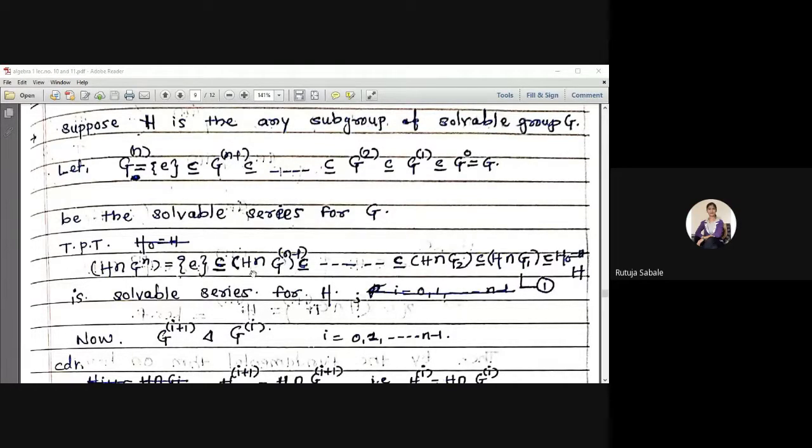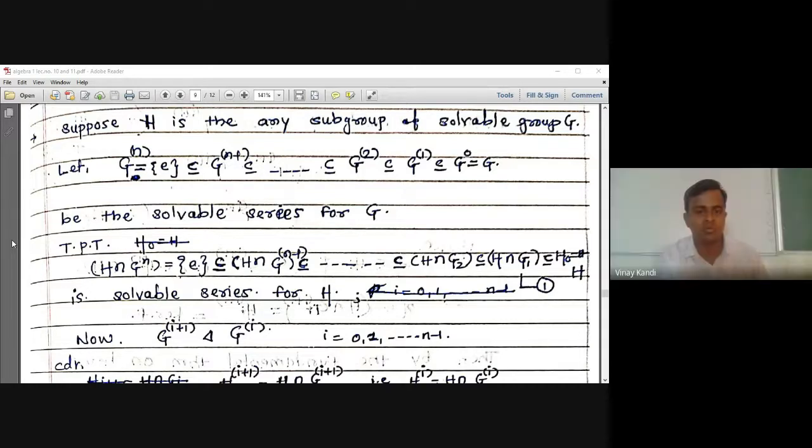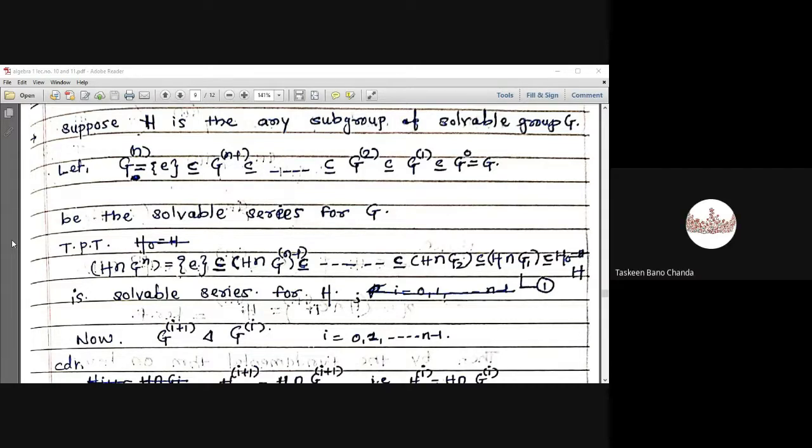Now this H intersection G raised to n minus 1, is it a subgroup of H? Intersection of two subgroups is a subgroup or not? Again a subgroup of H. Okay, again it is a subgroup, so remember all the earlier results. So H intersection G raised to n minus 1 is also a subgroup of H. The whole sequence is a subgroup of H.